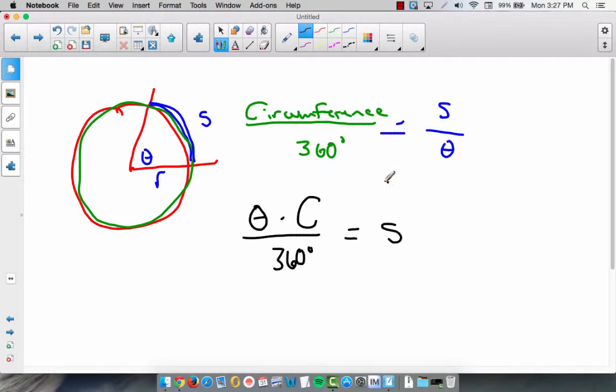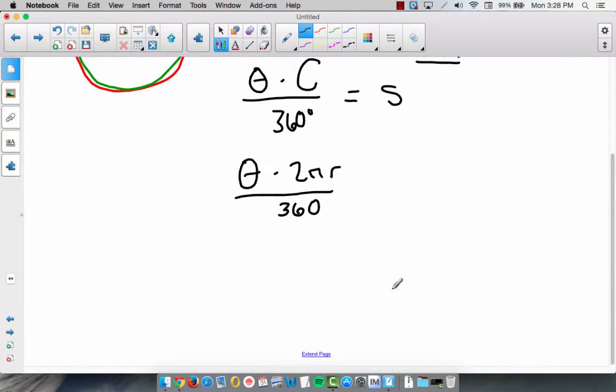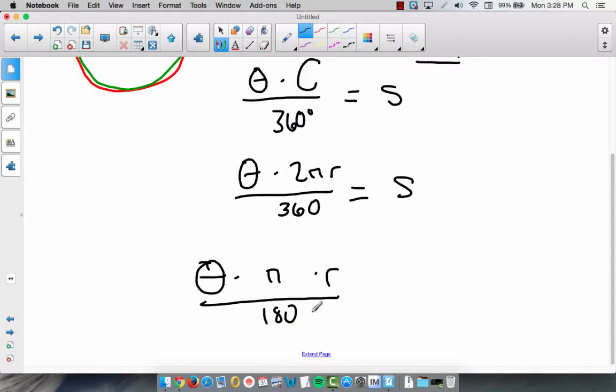What is circumference? Circumference is equal to 2 pi r. So I'm just going to replace circumference with 2 pi r, and I get theta times 2 pi r over 360. Great. And if we look at just that equation, that's equal to S, we can see there's a factor of 2 here and here, so we can reduce, and we get theta times pi times r, all divided by 180.